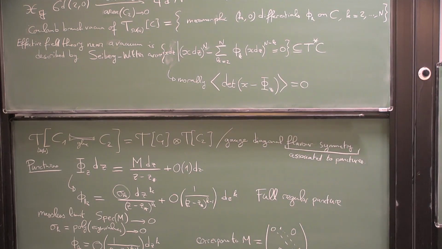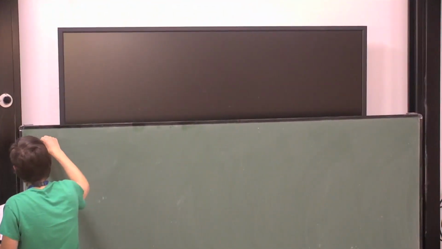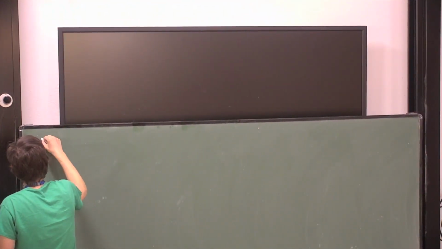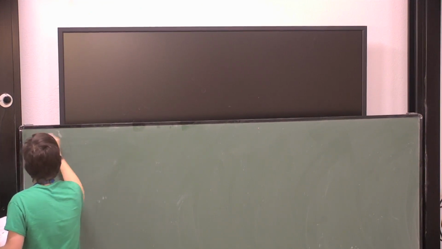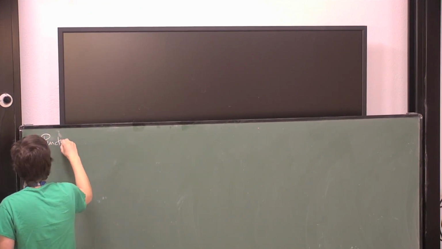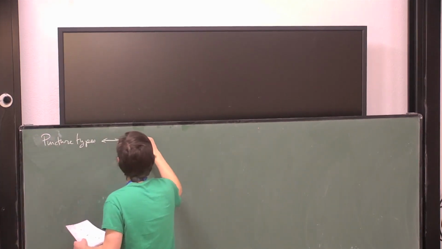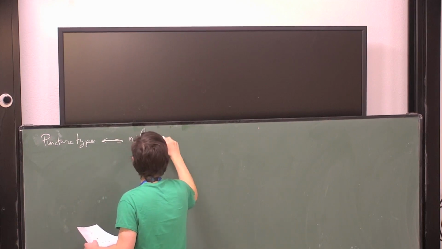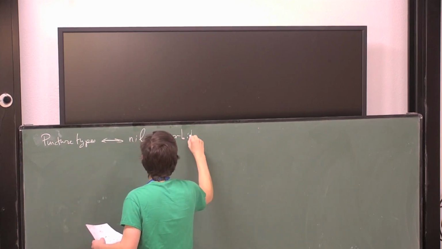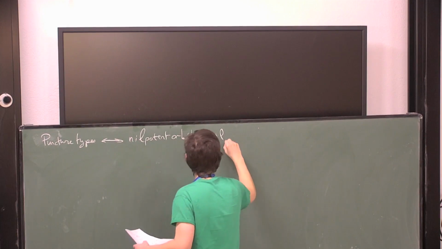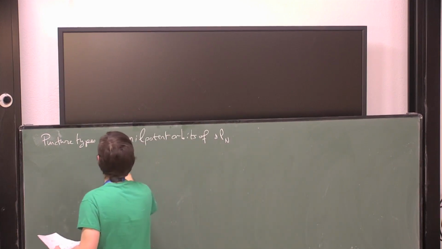Now you have a classification of these massless punctures, which can also be done in the massive case, but the dictionary is not so immediate, which tells you then that different defects, different types of punctures, are labeled by nilpotent orbits of SL(N), which is the same as partitions of N.